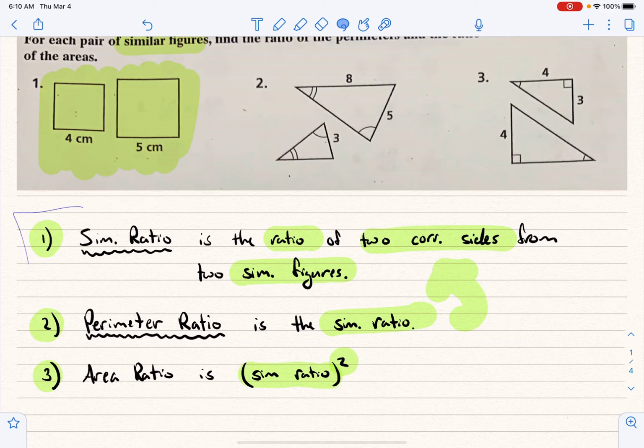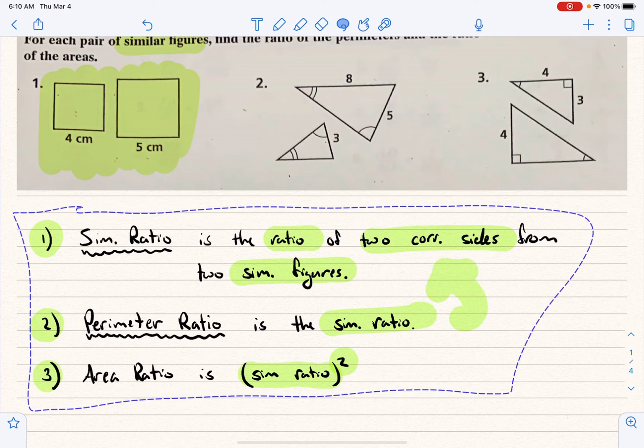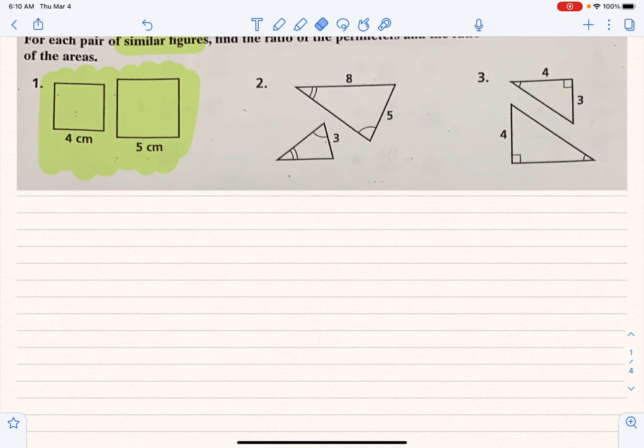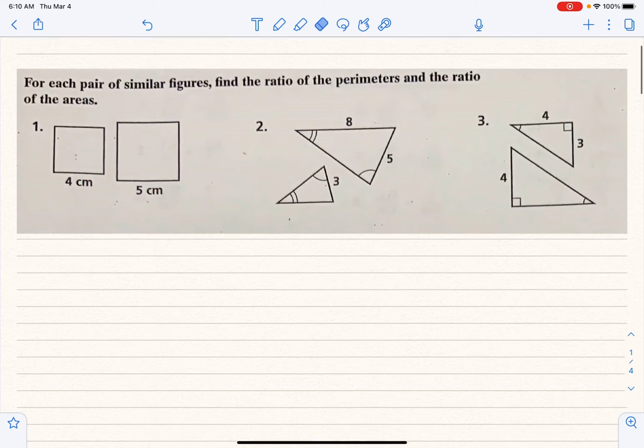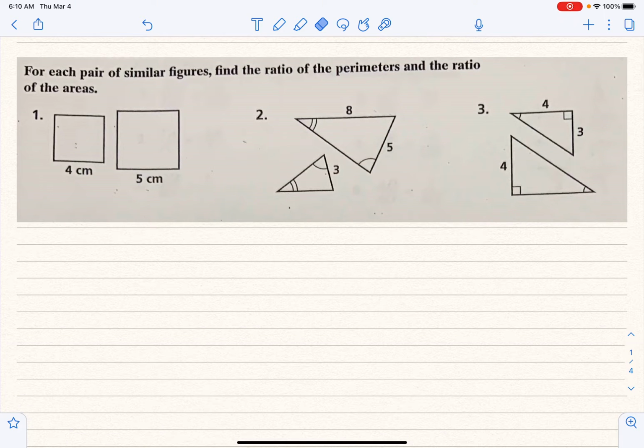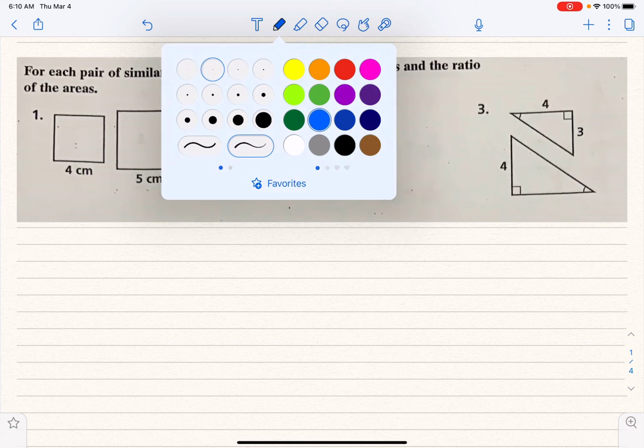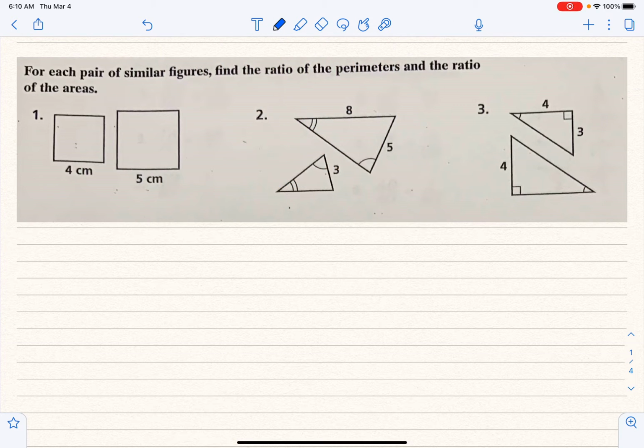Let's see if I can get rid of all this stuff. All right, there we go. And so anyway, this was a pretty simple task. Some of these problems got a little bit challenging, but that was just because all of a sudden we had to use it. And of course we should use it. It's new knowledge. Okay, so let's take a look at these problems right here, right in blue so it stands out. It says in the directions, for each pair of similar figures, find the ratio of the perimeters and the ratio of their areas.